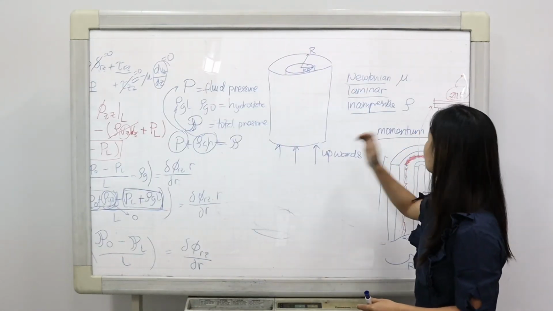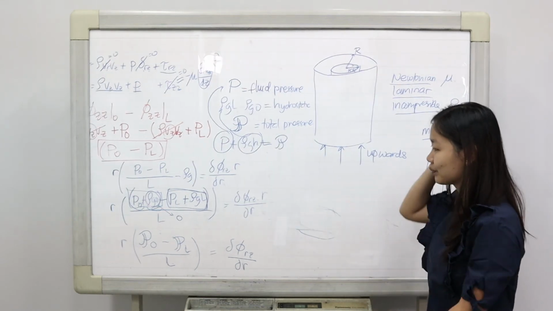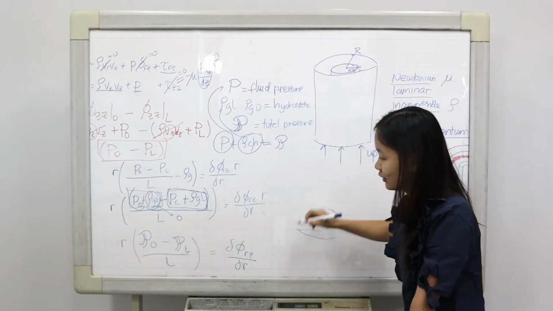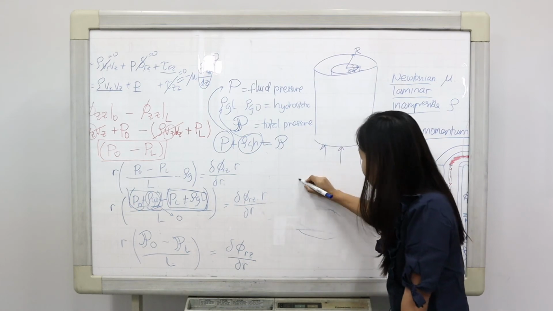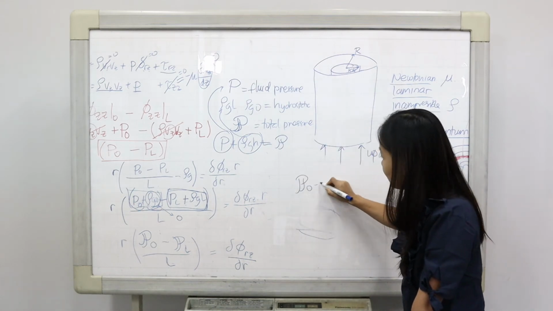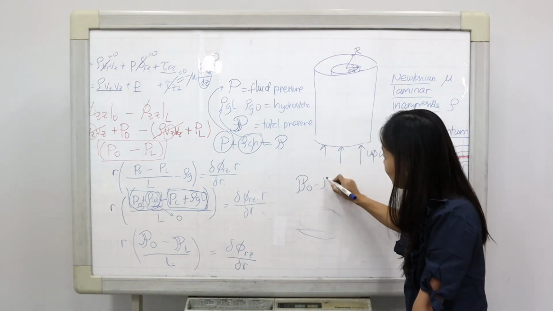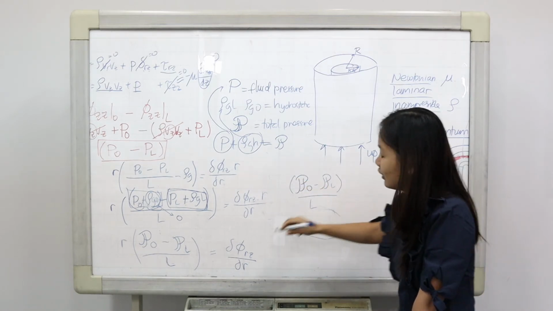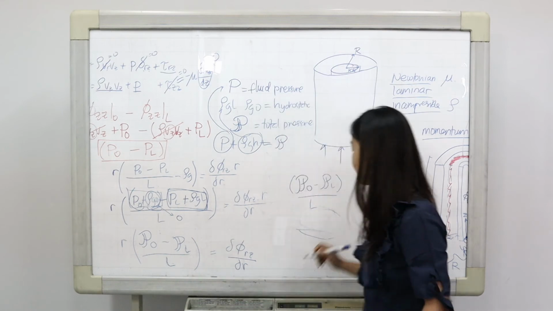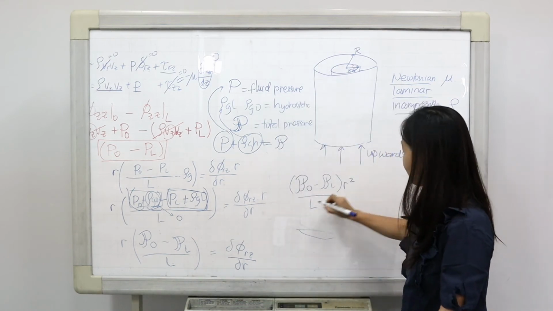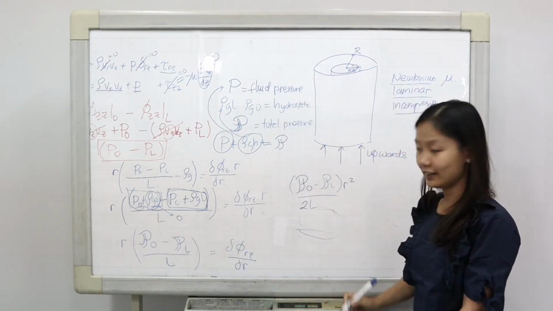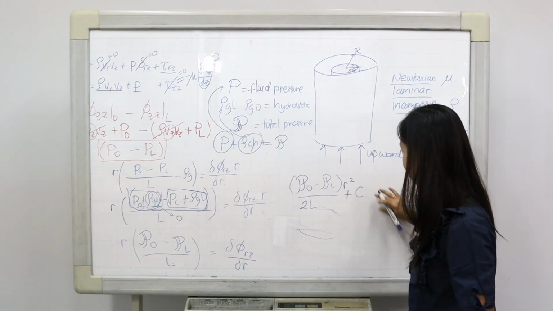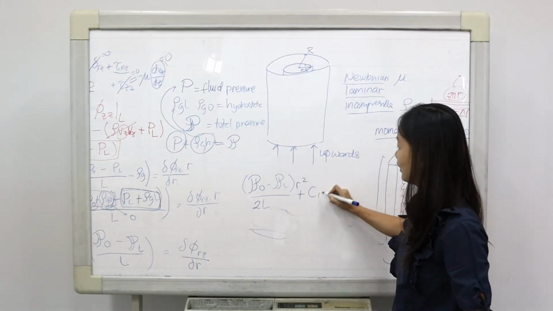What should we do now? Oh, okay, here. So we do one integration over here. So what we will have is modified pressure 0 minus modified pressure L, divided by L, R dr. I will have r square over 2 here, plus C1.